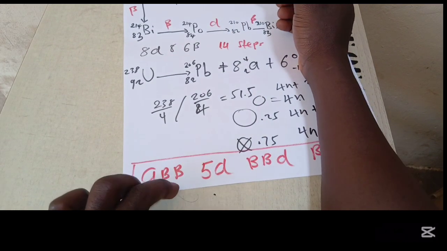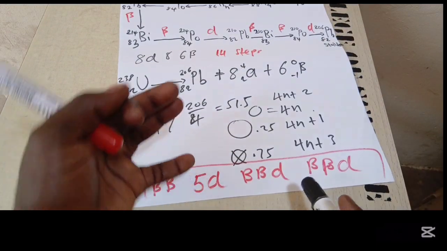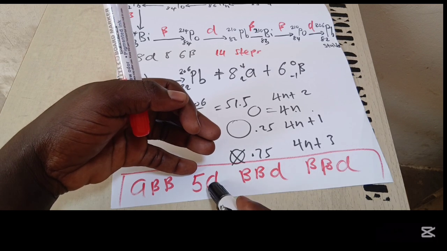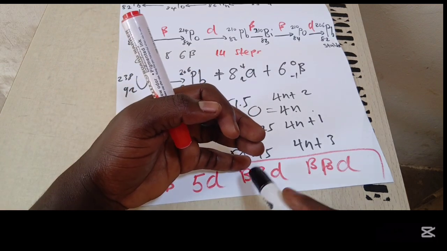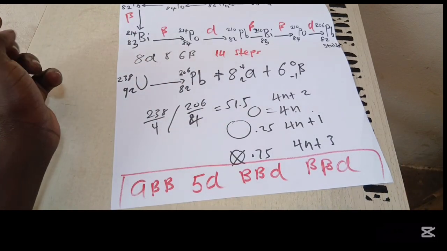Then you start again with beta, and again with beta. Continue like that until you get to the point where you do alpha 5 times. After you are done, you go for beta, beta, and then alpha, beta, beta, alpha again. So that's it.